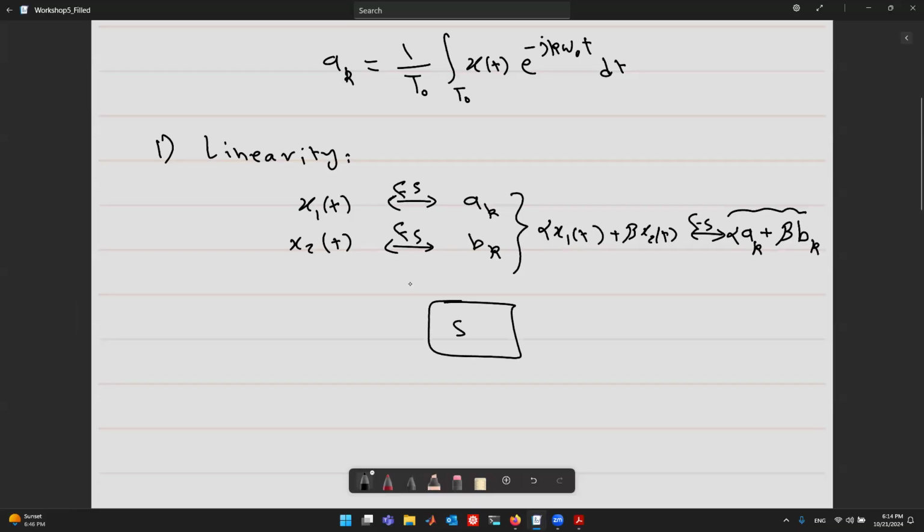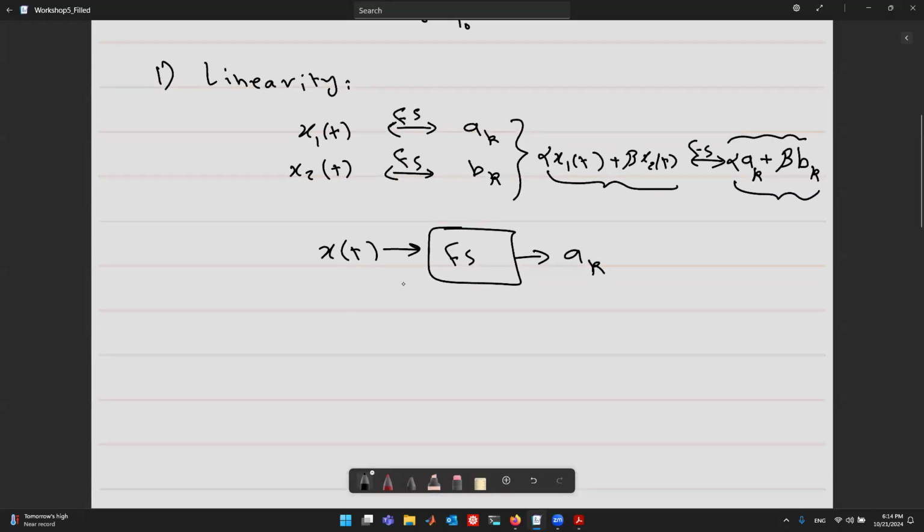Let's say Fourier series is a system. When we put this signal as an input for this system, the system gives me a coefficient. And we can see from here that this system is linear by applying this linear combination of signals at the input. We get a linear combination of the Fourier series coefficients of those two signals. So the Fourier series is a linear transformation.